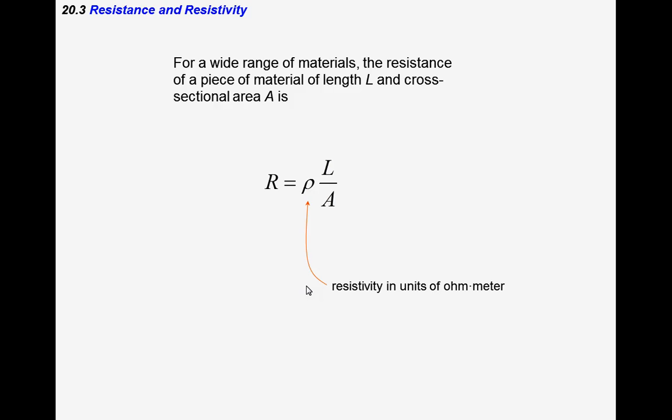We can design different materials to have a range of resistances depending on what we're looking for. There's a resistivity of different materials, so copper versus silver versus, I don't know, zinc or lead.